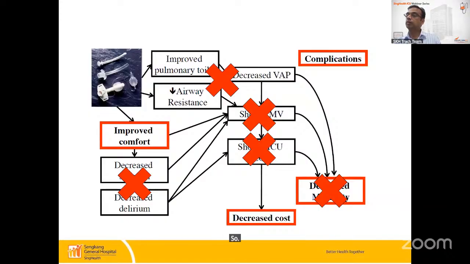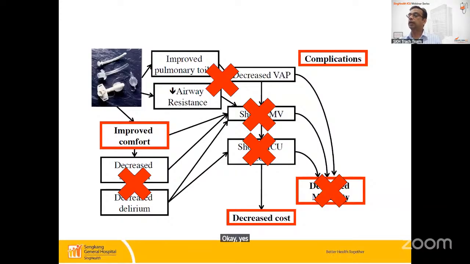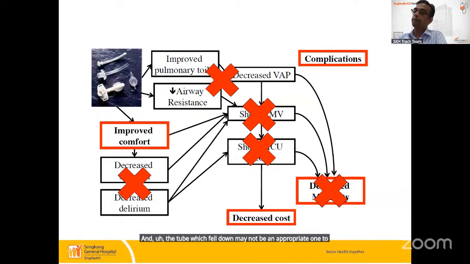The other question is, sometimes when a patient coughs too hard, the trachea drops out, and we immediately put it back. Is there anything we need to take note of? Yes, I think I covered this in my emergency section. Don't try to rush and put it back on. There is always a chance that we create a false track. So make sure we settle the patient first and then get a proper tracheostomy tube. The tube which fell out may not be an appropriate one to go back in. Initially resuscitate the patient, put them on oxygen, and make sure they are okay before you go back and wait.